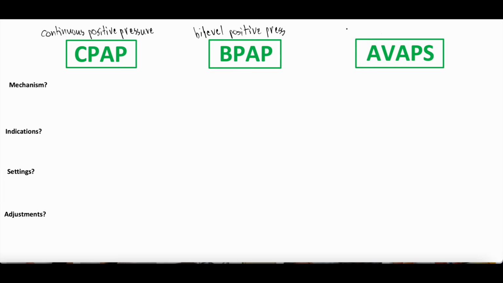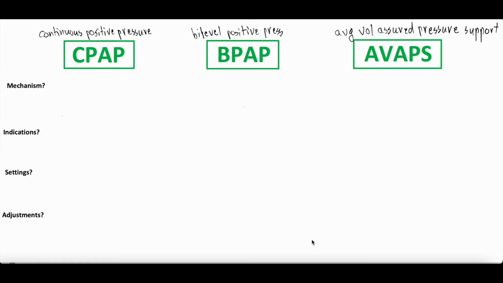All right, and AVAPS is going to be average volume assured pressure support. Again, that's a long one, but bear with us, it's all going to start to make sense. So how do these different types of non-invasive positive pressure ventilation work? What is the mechanism of action here?